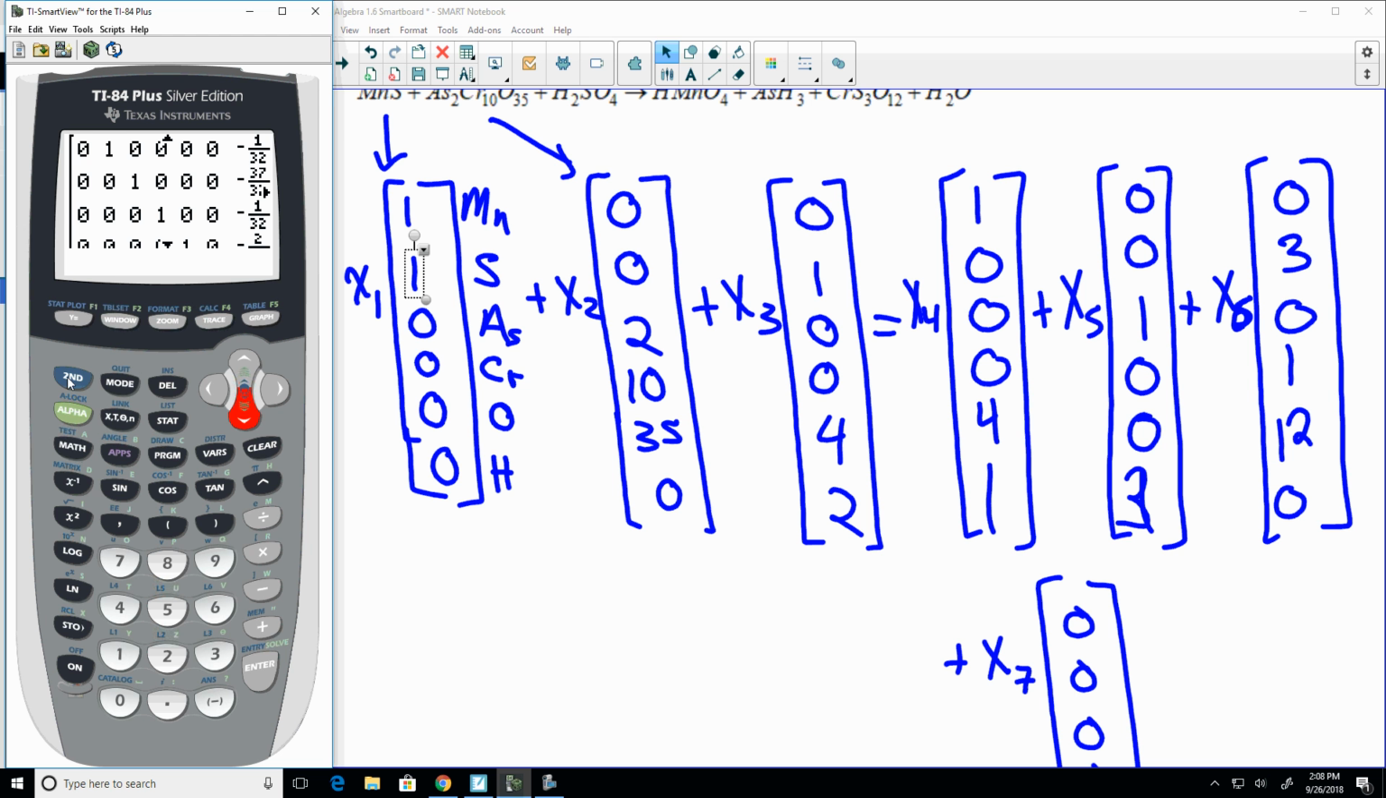Just won't let me see it. Let's just not use that one. Why not? Can do RREF of A times 2. It's not working for me. I don't know.